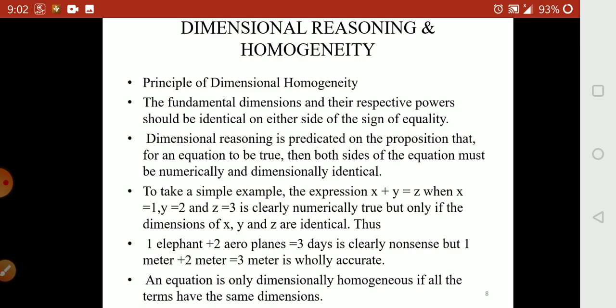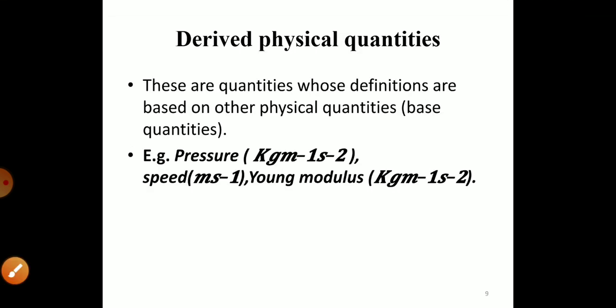Dimensional homogeneity means the physical quantities or units on the left side and the right side should be the same quantity or the same dimensions. An equation is only dimensionally homogeneous if all the terms have the same dimensions. Note this: an equation is only dimensionally homogeneous if all the terms have the same dimensions. Okay, have you understood?